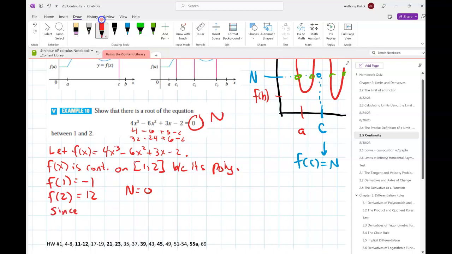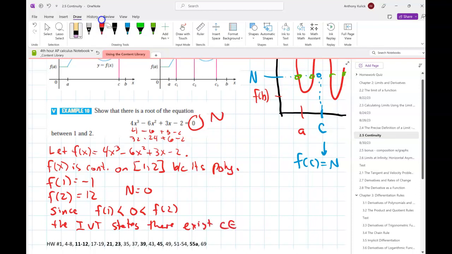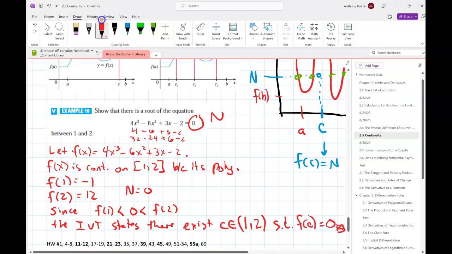So I'll say since f of 1 is less than 0, which is less than f of 2, the intermediate value theorem states there exists a C on the open interval from 1 to 2 such that f of C is equal to 0. Done.